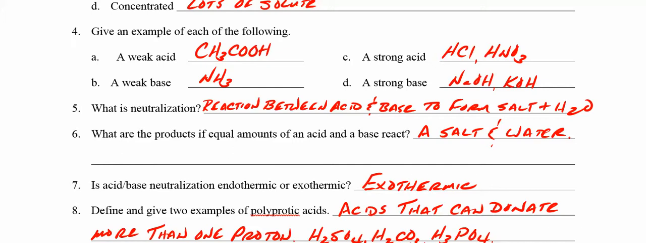Let's look at number 5. What do we mean by neutralization? Well, when we combine an acid with a base, they form salt and water. We call that neutralization. So it's interesting to note that we've got something that has a very low pH, acid, and something that has a very high pH, a base. When we put them together, we form something that's absolutely neutral, salt and water. Salt water, in other words.